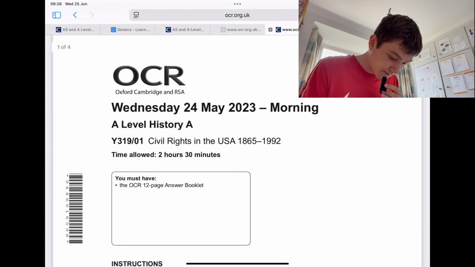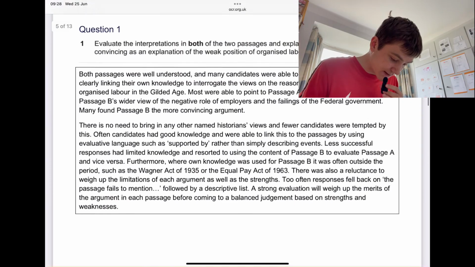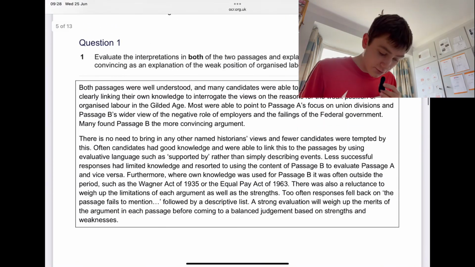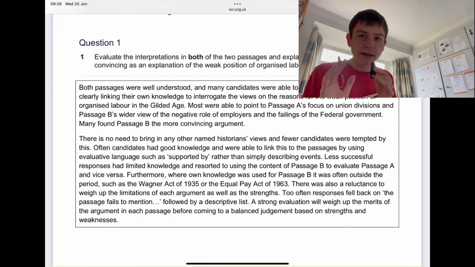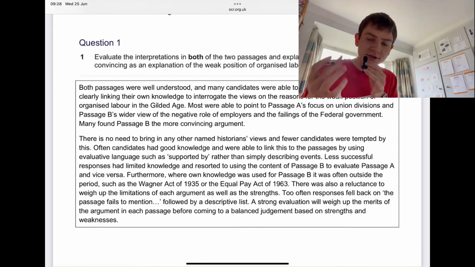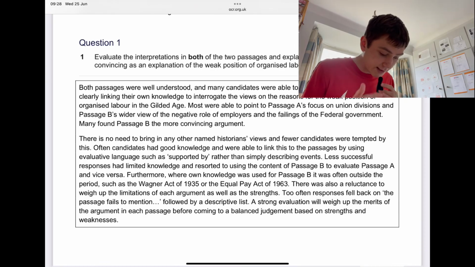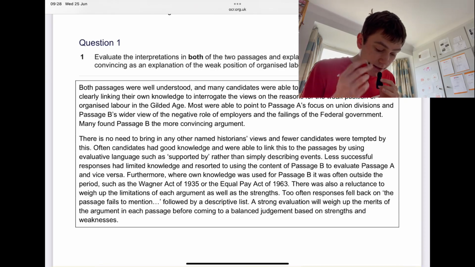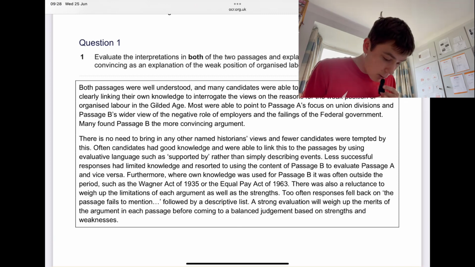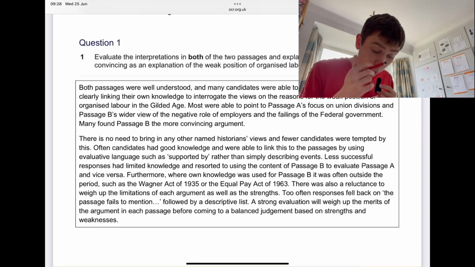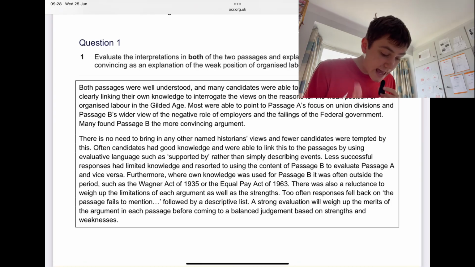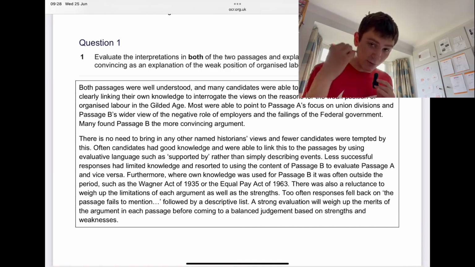So in practice, have a look at the examiner's report for this question. Both passages were well understood. Again, students tend to understand passages well. However, many candidates were able to access higher levels by clearly linking their own knowledge to the interpretation, the views, or the reasons for the weak position of organised labour in the Gilded Age. Most were able to point to passage A's focus on union division and passage B's wider view of the negative role of employers and the failing federal government. Many found B to be the more convincing argument, such as us. This is looking good for us.